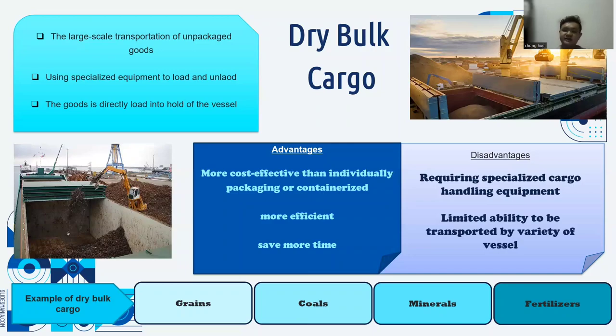This is because specialized equipment such as conveyor systems or pneumatic unloaders enable quick discharge and minimize the turnaround time. So on the other hand, the disadvantage of dry bulk cargo is that handling and transporting it requires specialized infrastructure, including ports with bulk terminals, conveyor systems, storage facilities, and loading or unloading equipment. This infrastructure requirement may limit accessibility and increase investment costs.